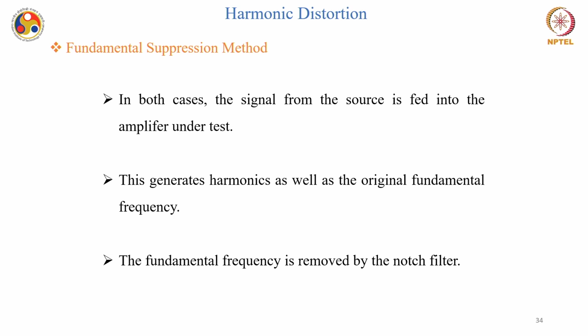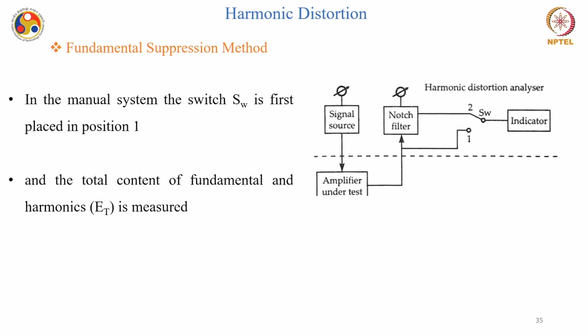The fundamental frequency is removed by the notch filter as shown over here. So, you have a signal source, it is passed to an amplifier which is under test, and then the signal is passed to the notch filter. I have a switch SW which can either be connected to position 1, or it can be connected to position 2. It cannot be connected to both together.